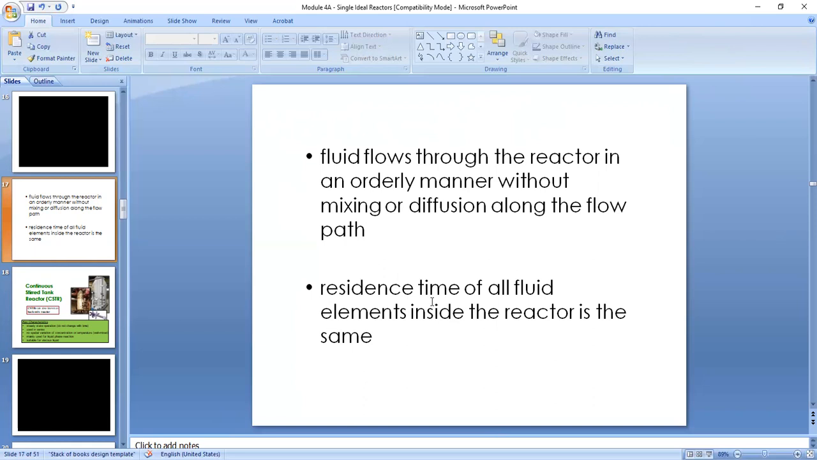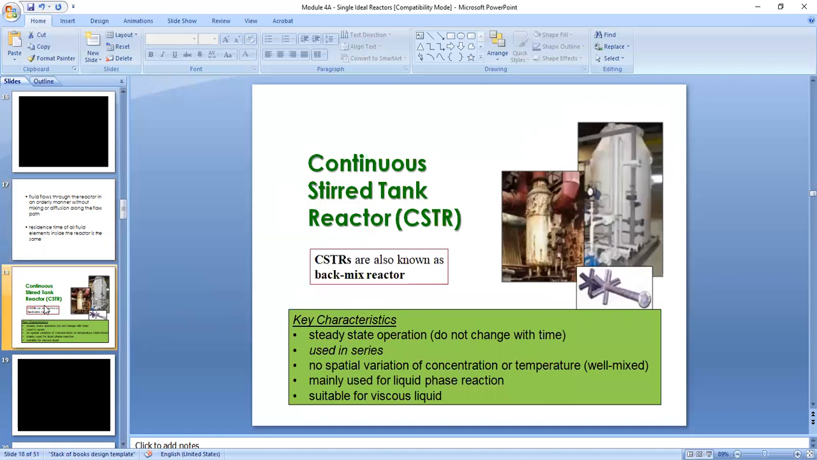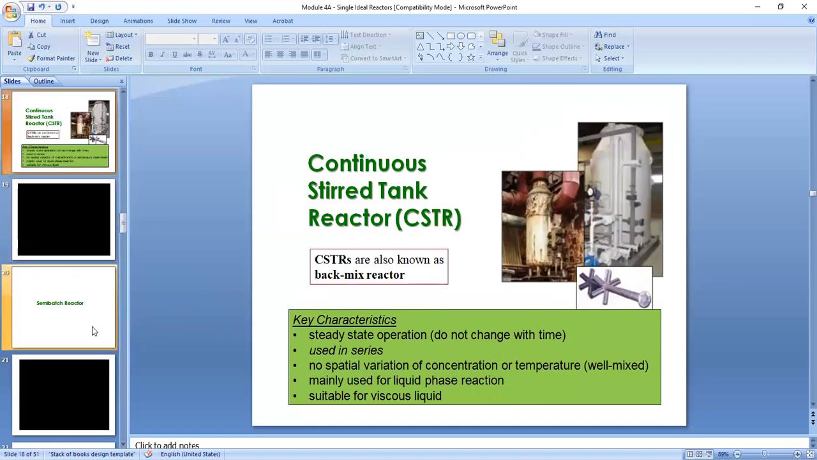So the amount of time that each fluid element stays inside the reactor is the same for your plug flow reactor. Now we go to the second type of the continuous reactor, and that is the continuously stirred tank reactor, also known as the back mix reactor or the mixed flow reactor.